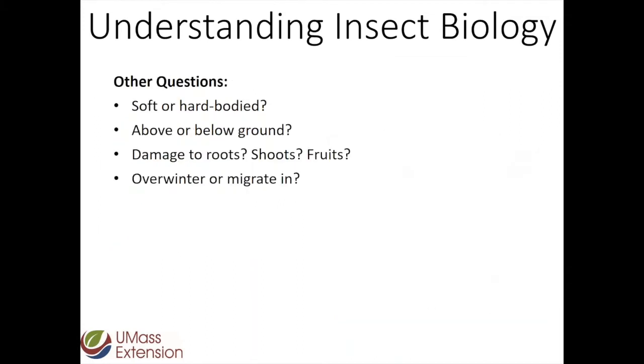Some other questions are: is it soft-bodied or hard-bodied? Is it above ground or below ground? Is the damage to the foliage, or is it also affecting the fruit or the roots? And does it overwinter here, like something like a cabbage root maggot, where it's pupating right in the soil and emerges from the field where they were in the fall? Or is it migrating in, like a corn earworm or a potato leafhopper, where it's just blowing in from somewhere else?